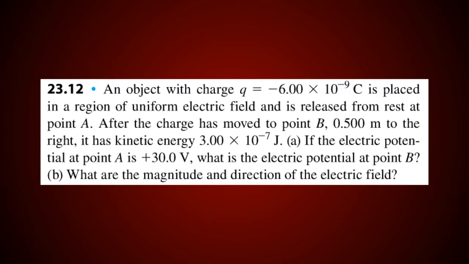After the charge is moved to point B, 0.500 meters to the right, it has a kinetic energy of 3.00 times 10 to the negative 7th joules. In part A, we are given that the electric potential at point A is 30.0 volts, and we're looking for what the electric potential at point B would be. And in part B of this problem, we're looking for what the magnitude and direction of the electric field is.